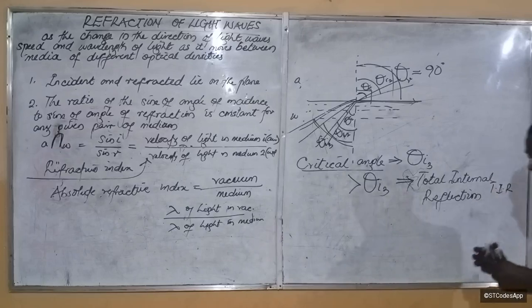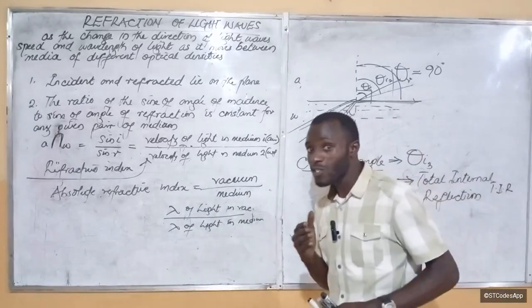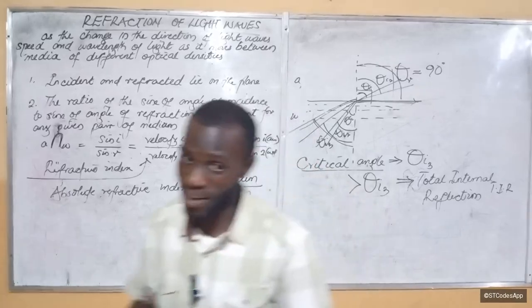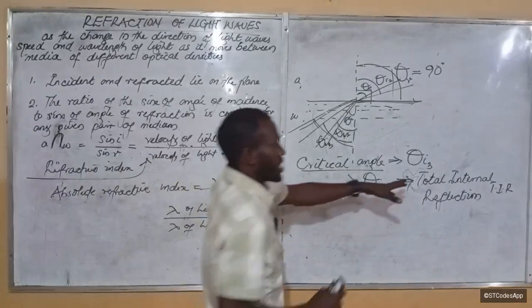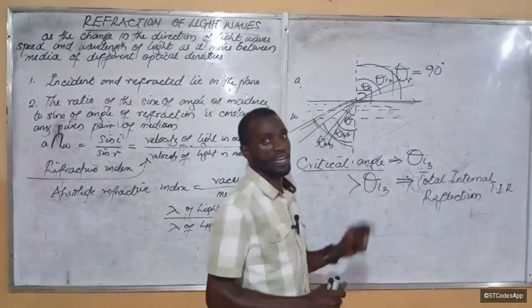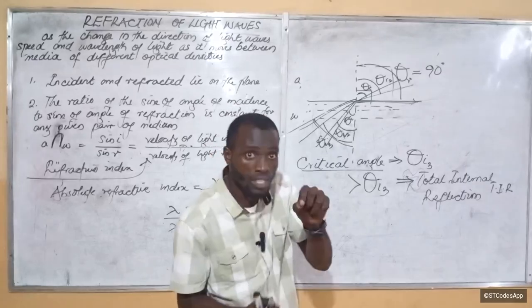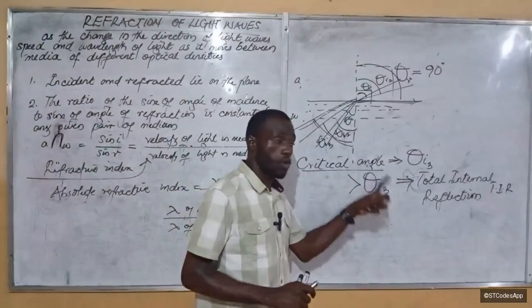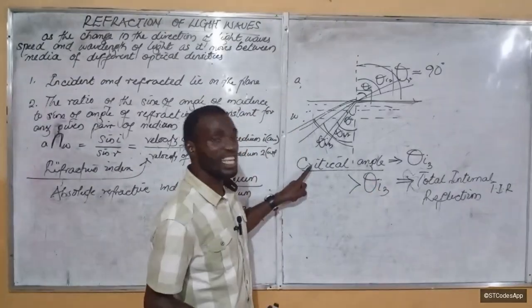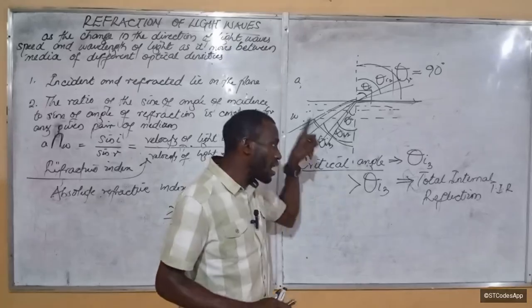Now I'm going to tell you one of the consequences of total internal reflection in real life. So do you now understand what total internal reflection is? Total internal reflection occurs when the angle of incidence is greater than the critical angle.